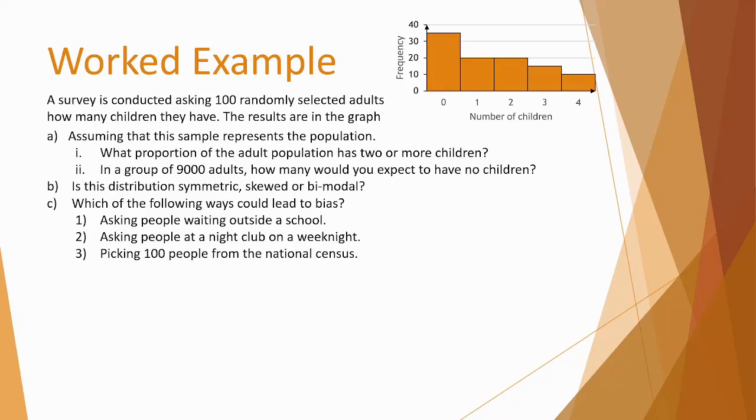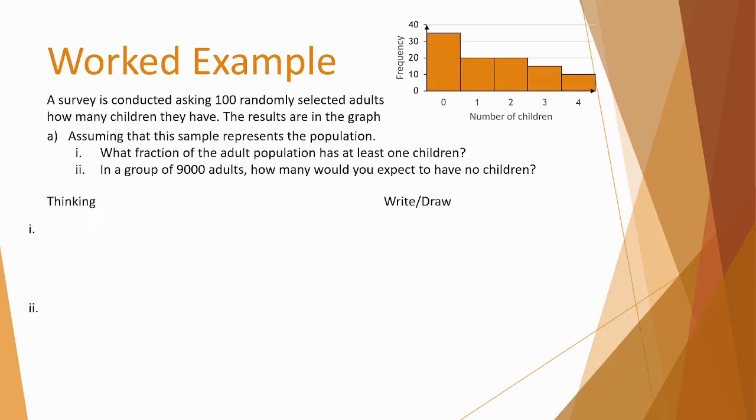Question B is this distributed symmetrically or symmetrical? Is it skewed or is it bimodal? And question C, which of the following ways could lead to bias? So if I did this survey while waiting outside of a school, if I did this survey at a nightclub on a weeknight, or if I picked 100 people from the national census. Now, because this is such a big question, we're going to break it up a bit. So let's start with question A.